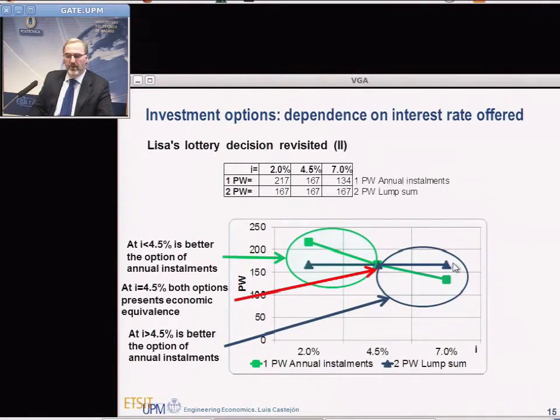And in the case of the second option, the interest rate is 7%, the same option is the inverse option. So you will prefer the highest present worth, which is having the lump sum today, because at 7% you will get more money in the future than at 10 million euros per year.